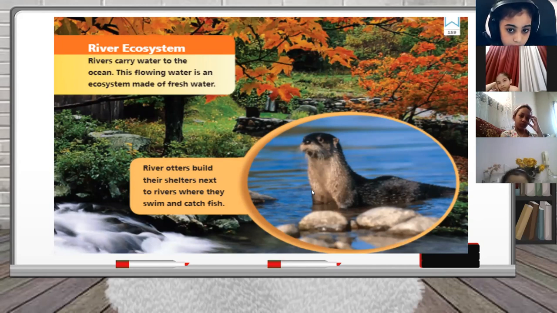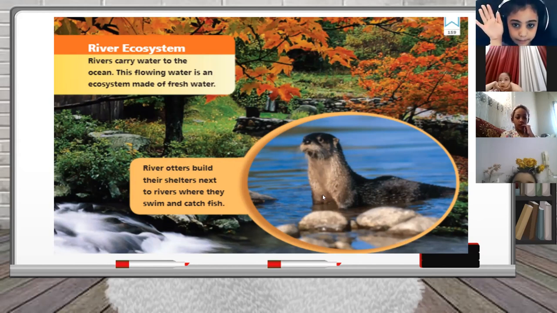He needs lungs, gills, and I got the last name, what they call it. Okay, it will build the shelter next to the river where it can swim and catch what for food? Fish. Yes, excellent. It will catch fish for food.